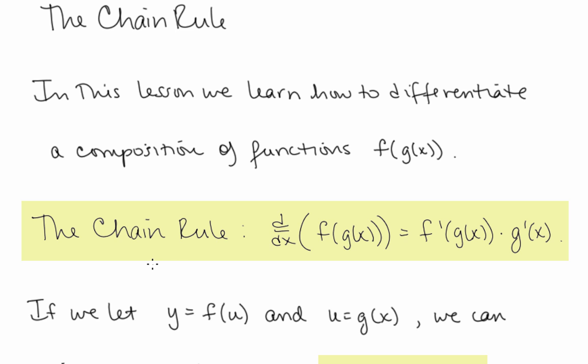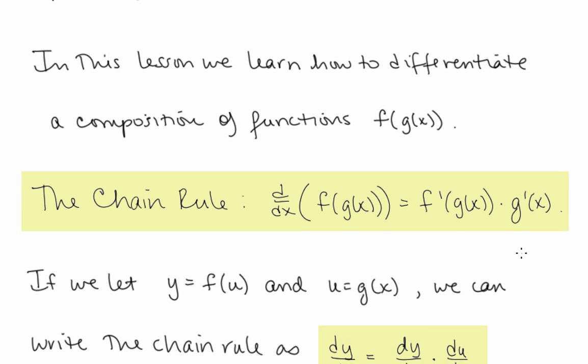So the chain rule says that the derivative of f of g of x is equal to f prime of g of x times g prime of x. So we're taking the derivative of the composition here. We have g of x plugged inside of f. And so the first thing we do is take the derivative of the outside function, f prime, and evaluate that at g, at the inside function, and then multiply by the derivative of the inside function.